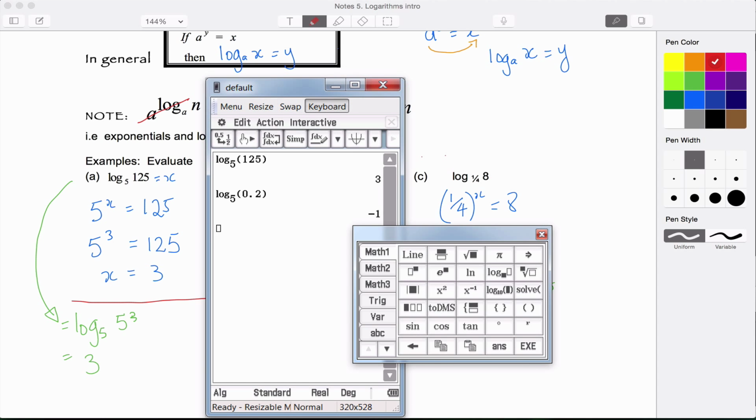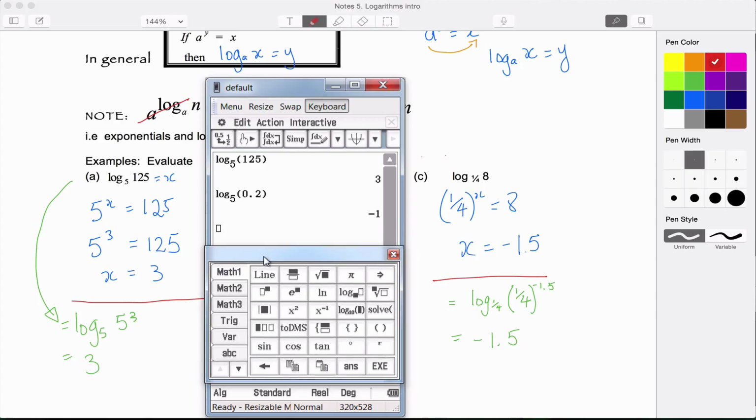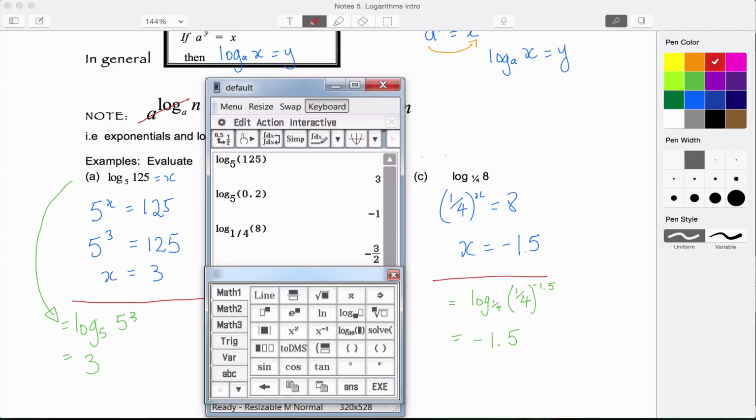And our final example was log 1/4 of 8, press EXE, and it's giving you as a fraction -3/2, which is -1.5.